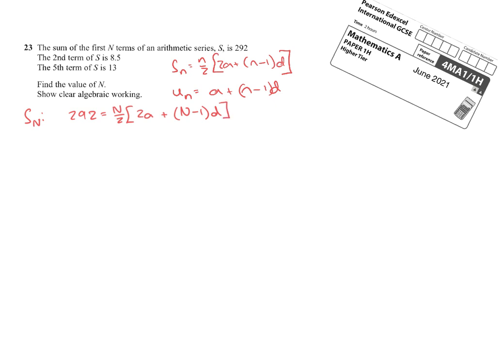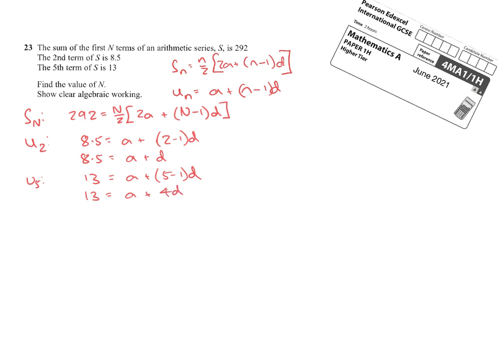Now I know that the second term, so u2, is 8.5, so 8.5 equals a plus, n which is 2, so 2 minus 1 multiplied by d. So just simplifying it a little bit, I have 8.5 equals a plus d. I also have my fifth term, so u of 5. So 13, which is my fifth term, equals a plus, bracket 5 minus 1, that's my n minus 1, multiplied by d, or simplifying it, just get 13 equals a plus 4d.